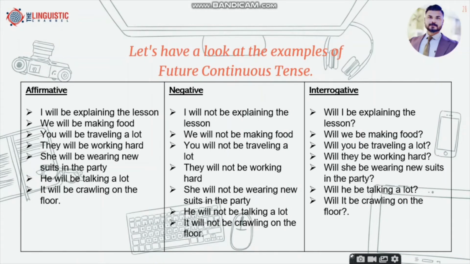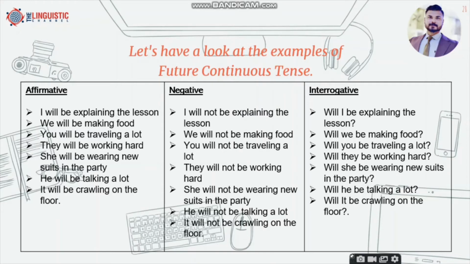नेगेटिव में हम will के साथ not लगाएंगे. कुछ लोग गलती ये करते हैं कि वो be के साथ not लगा देते हैं, जैसे I will be not explaining. तो it is wrong. आप लोग main helping verb के साथ लगाएंगे which is will, उसके बाद be लगाएंगे, फिर verb की ing form लगाएंगे. Interrogative में भी if you see कि पहले will आएगा, फिर subject आएगा, फिर be आएगा. ठीक है.